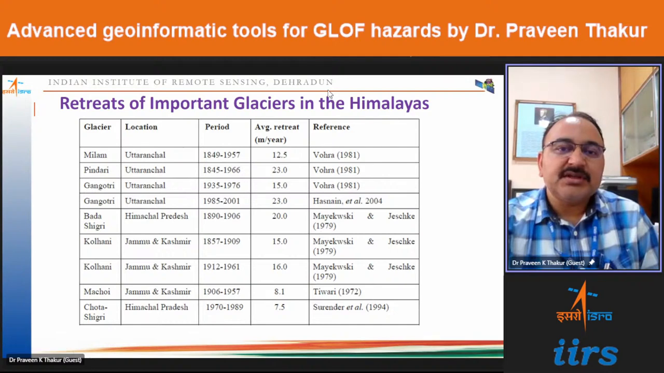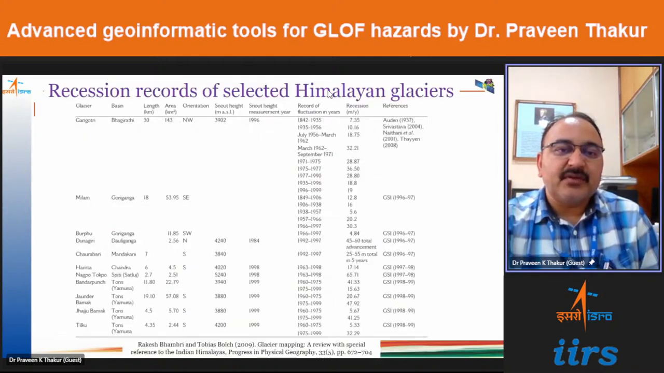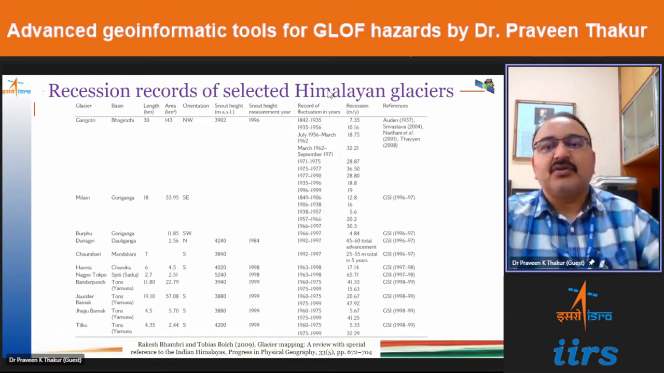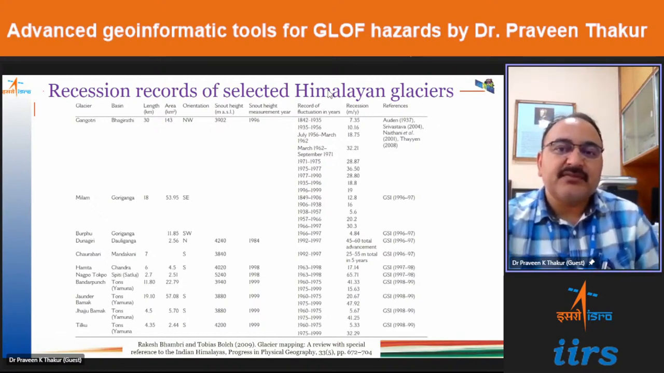So these are some of the main studies where they have shown the average rate of retreat for the main glaciers in the Himalayan region, ranging from 7.5 to 23 meters per year. And this is again the compilation of all the main glaciers, starting from old times like 1842 till now.